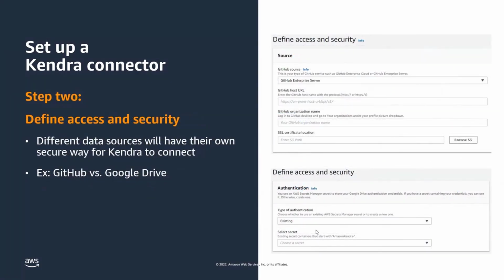Once you've selected the data source that you would like to connect to, you then would need to define the access and the security to that data source. As mentioned earlier, each data source will have its own way to securely authenticate to Amazon Kendra. The examples here you'll see is GitHub versus something like Google Drive. If you do provide authentication credentials, you'll see here as well that you can use AWS Secrets Manager to store those credentials.